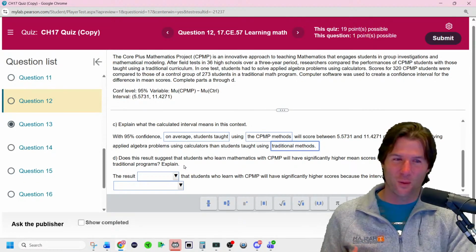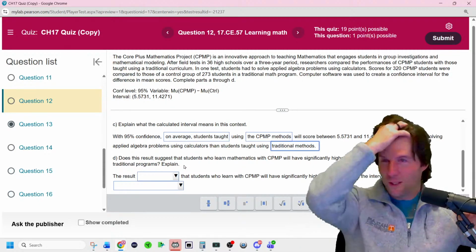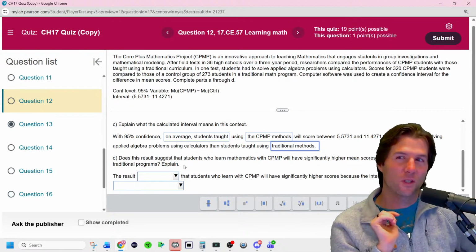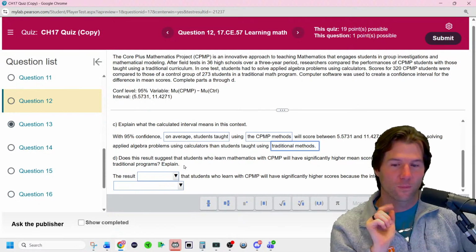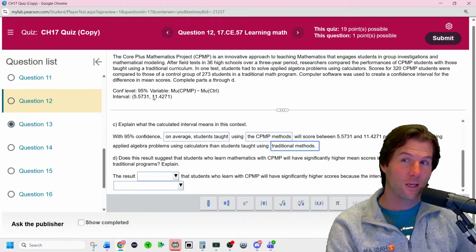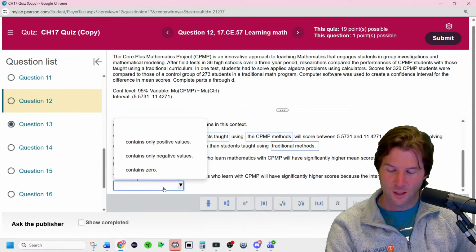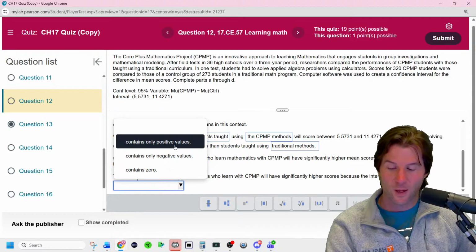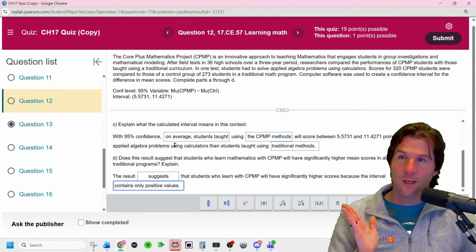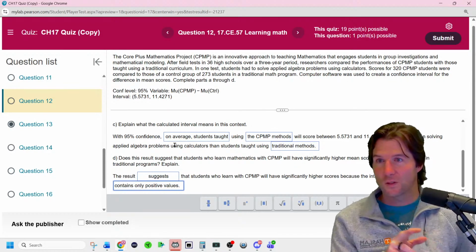It's kind of entailed in the question. It's not meant to be tough. What mathematical value would suggest no difference between the students? 0. 0 is not in the interval. So the results do suggest a difference because the interval does not contain 0. It only contains positive values, which suggests that the CPM method is better because there's a positive difference.